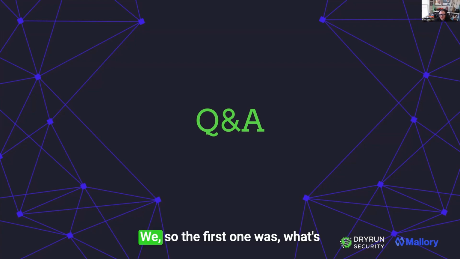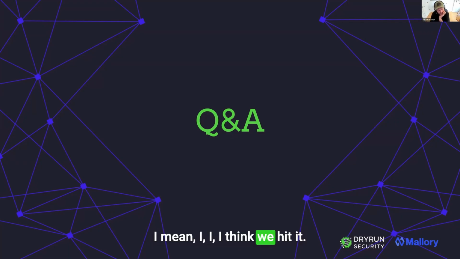Cool. So the first question was, what's the fastest way to add meaningful security coverage when AI agents are pushing PRs all day? Yeah, I think we hit it. Get as much feedback as you can from as many places as you can, but you do need someone like DryRun that's very focused on the security perspective.